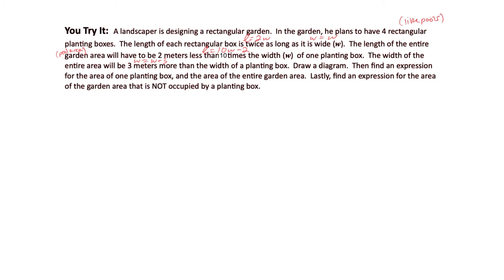So it says to draw the diagram. Draw it like they drew the pools in the last example. Then find the expression for 1 planting box, and then the entire garden area, and then find the pieces not being used from the garden area. But remember, there's 4 planting boxes, so you should be using 4 of the areas to subtract from that full area. This will be your final exam question, so please take your time on it.